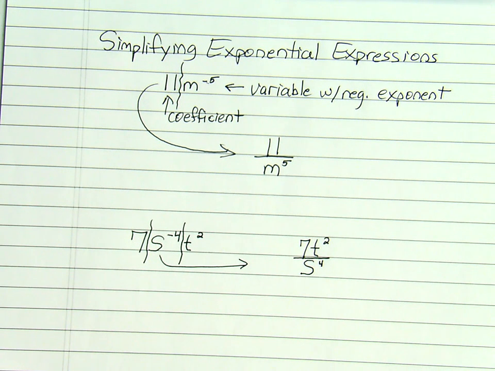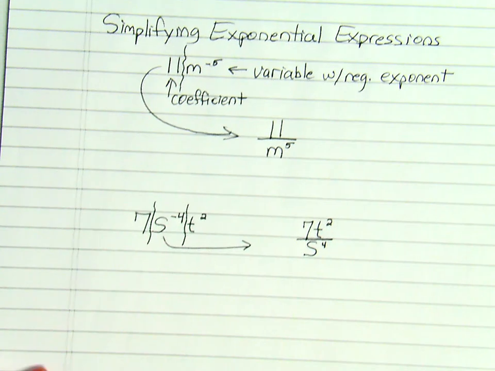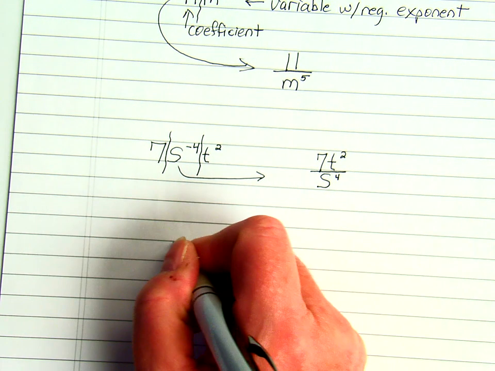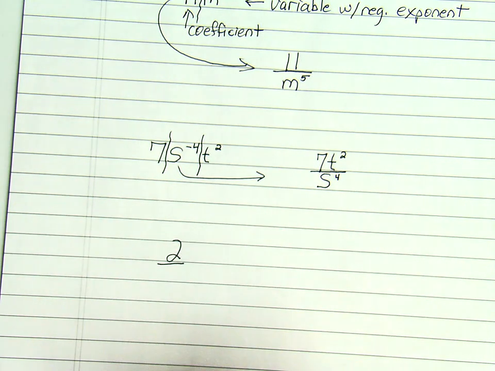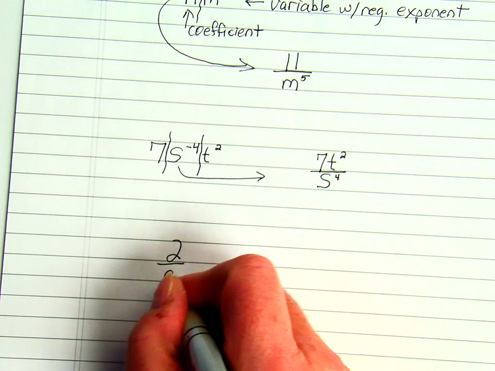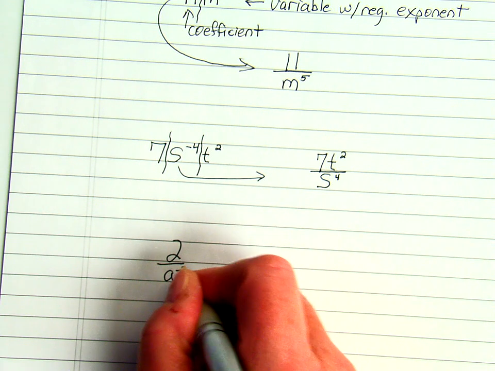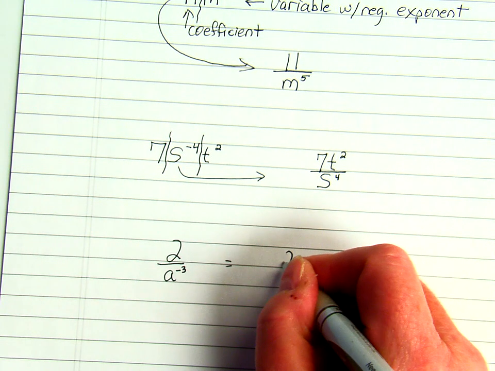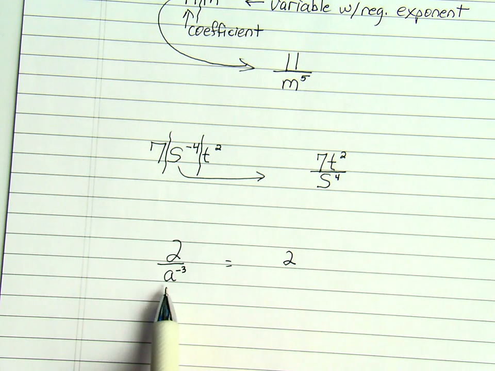Okay, let's look at one that is starting in fraction form, and we have got 2 over a to the negative 3. Okay, so what is this telling us? Well, what it's saying is that the 2 is perfectly happy where it is. The 2 is in its proper location. So we're going to leave 2 up there, and then we're going to look at this a to the negative 3, and we're going to say, okay, it's in the denominator.